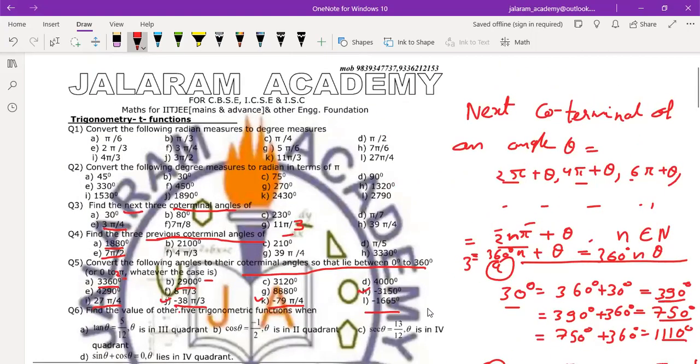So hope you all have understood this theory of coterminous angles and how to use them. We will discuss more in the next sessions. And if anyone has a doubt, you can write in the chat box.